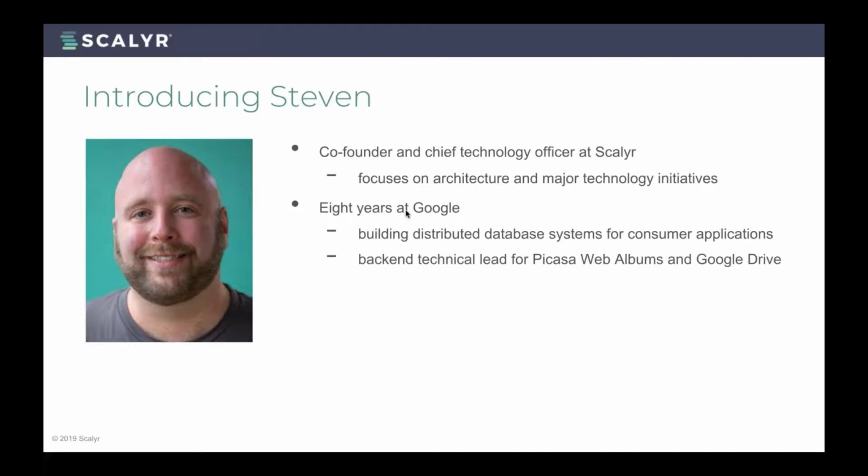Stephen is the co-founder and chief technology officer at Scalyr, where he focuses on architecture and major technology initiatives. Prior to Scalyr, he spent 8 years at Google, where he specialized in building distributed database systems for consumer applications. He was the back-end technical lead for Picasso web albums and the technical lead for Stratus, where he drove unification initiatives. Prior to Google, Stephen was in the PhD program at UC Berkeley, where he specialized in distributed and mobile systems.